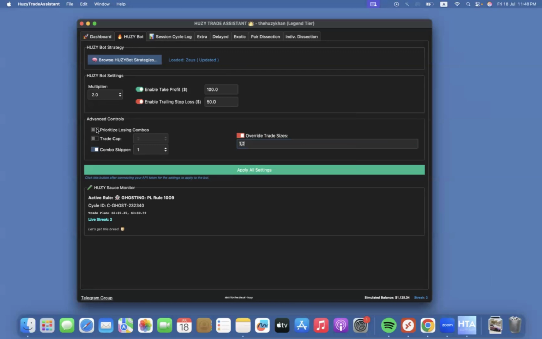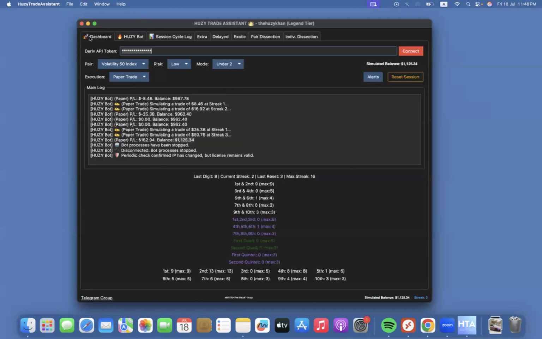And the prioritize losing combos: faster recovery, and potentially higher, because of the multiplier, whatever you decide, higher stake sizes. Turn it off, slow healing process, but eventually healing process. So these are two approaches which you can take in your mind. And the best thing is you have the paper trade mode and you can test them out on a real time forward testing environment of how these trades are going to be executed.